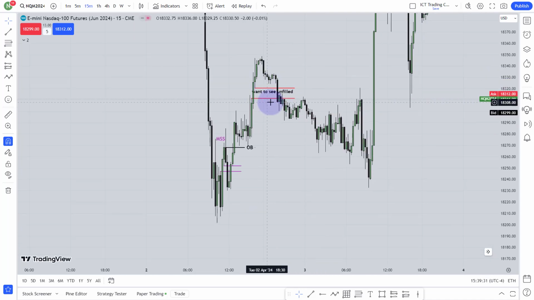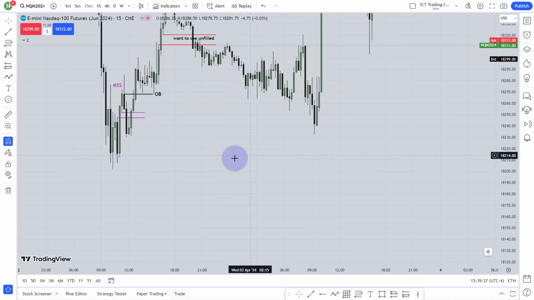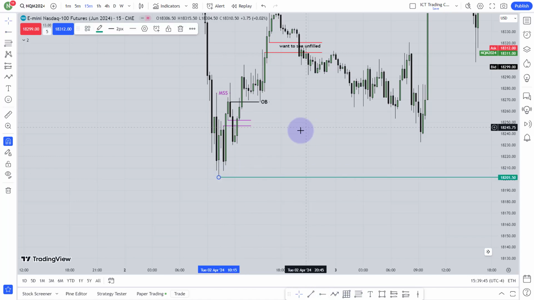I got the confirmation over here until this low is not taken, because this is where the main setup started. Okay, the main 2022 model has been created over here. So until this low is taken, you will look for the breaker block.